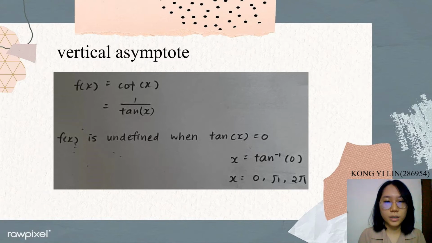Now, we know that cotangent x is equal to 1 over tangent x. Therefore, to find the vertical asymptote, we need to set tangent x equal to 0. When tangent x equals 0, x is the inverse tangent of 0. We will find that the values for x are 0, pi, and 2 pi, which means the vertical asymptotes will fall on x equals 0, x equals pi, and x equals 2 pi.